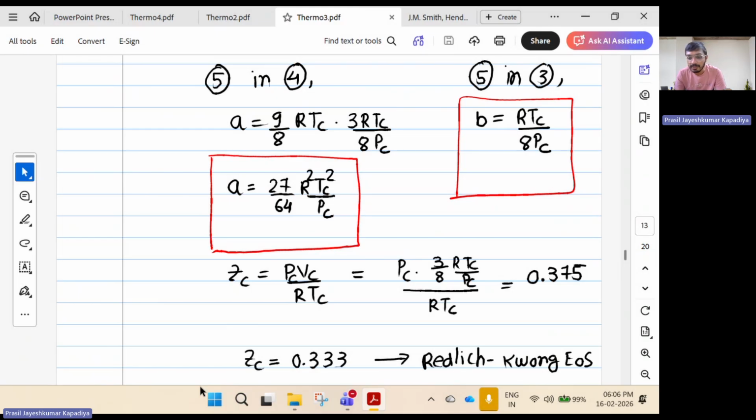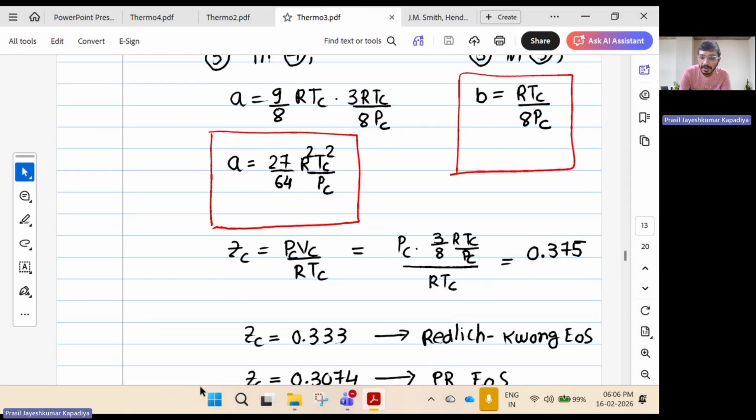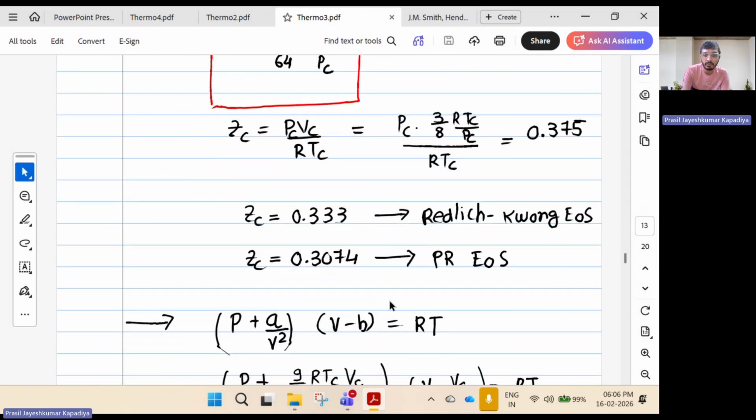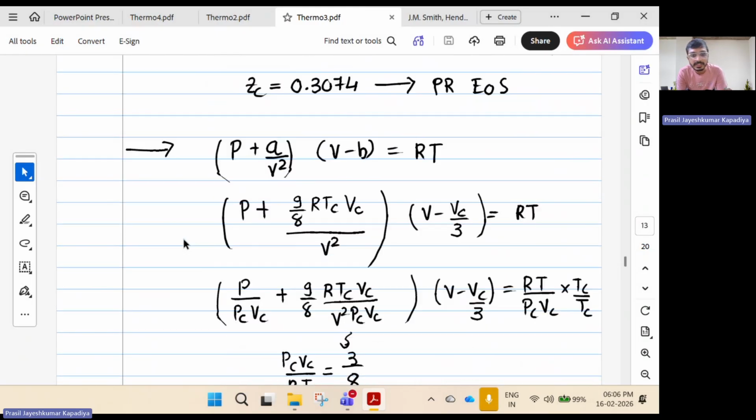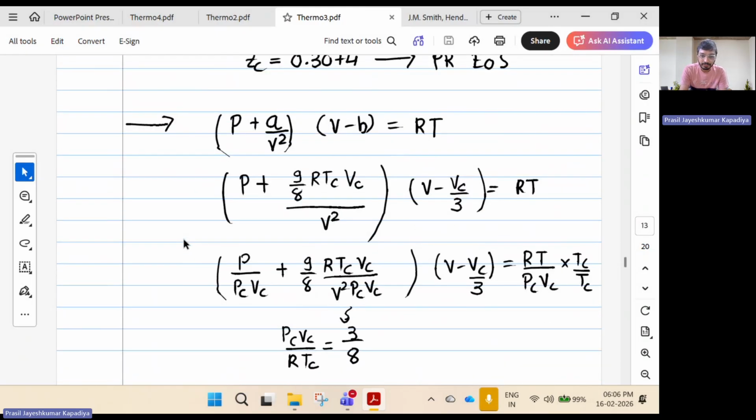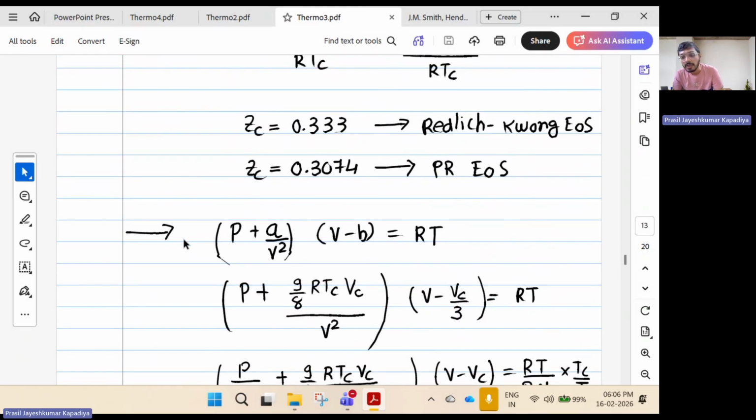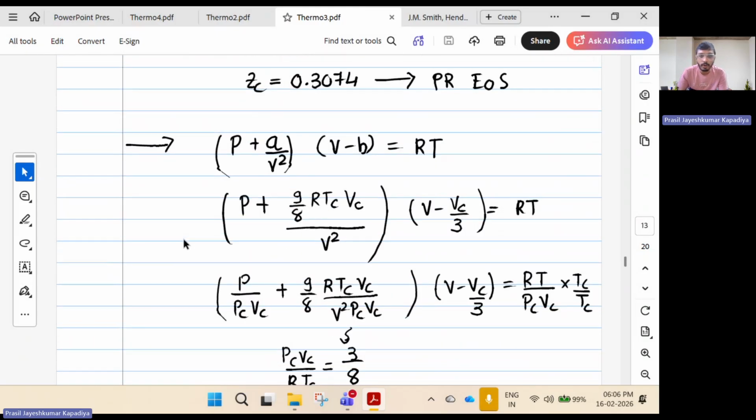Then from van der Waals we went to the Redlich-Kwong equation of state, and for that equation of state ZC came out as 0.333, and for the Peng-Robinson equation of state ZC came out as 0.3074. So like that we tried to study the real behavior of real gases. Then we went to reduced properties.